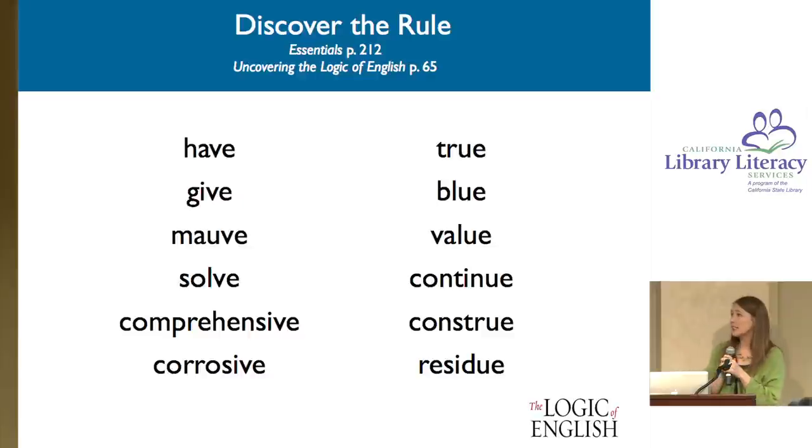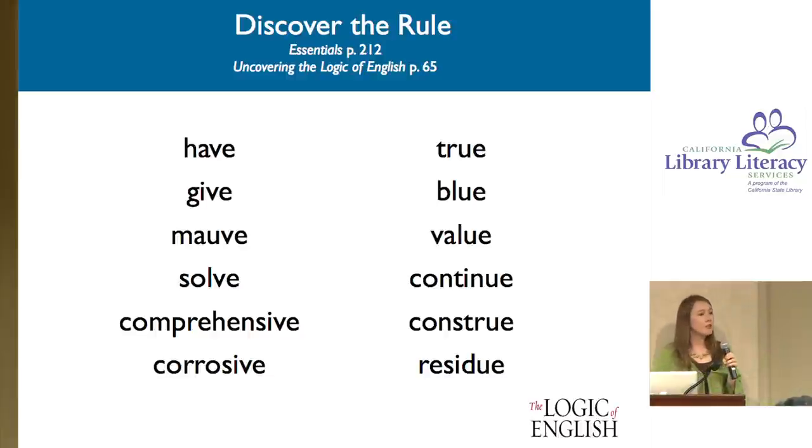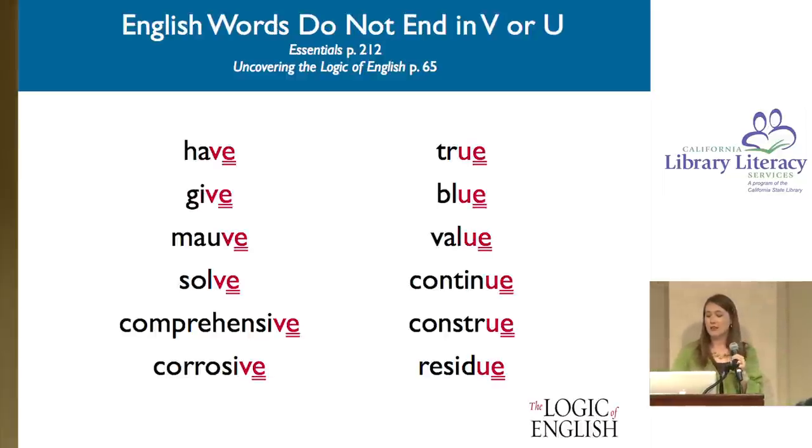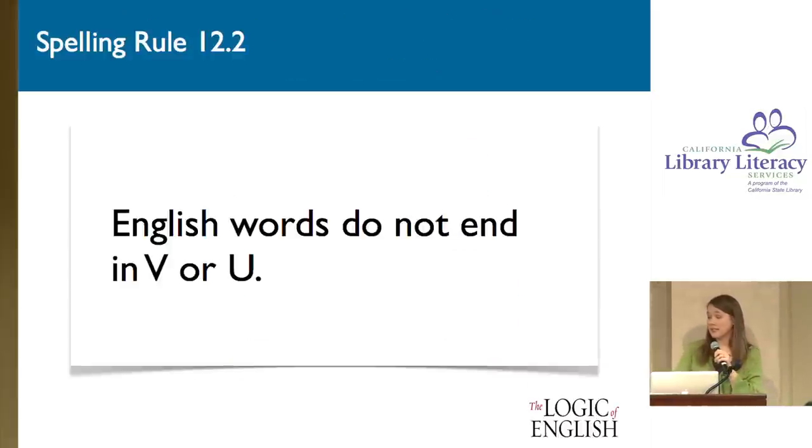Why do you need a silent E in true, blue, value, continue? Because English words do not end in U. If you have a U at the end, you need an E. English words do not end in V or U.